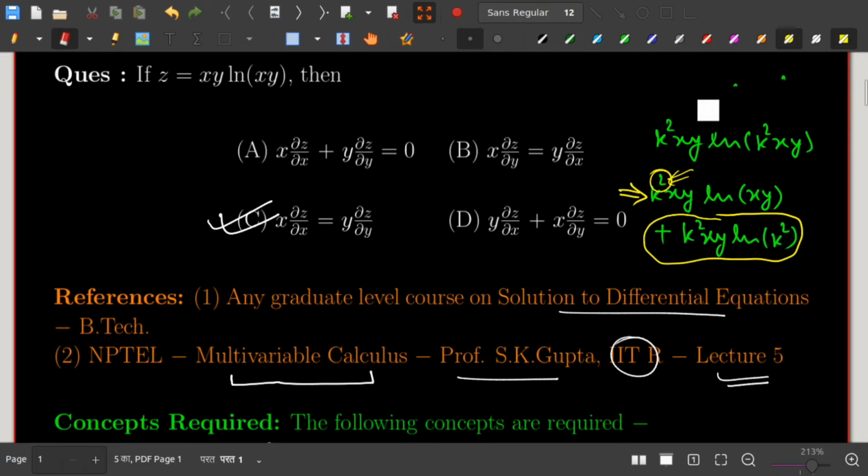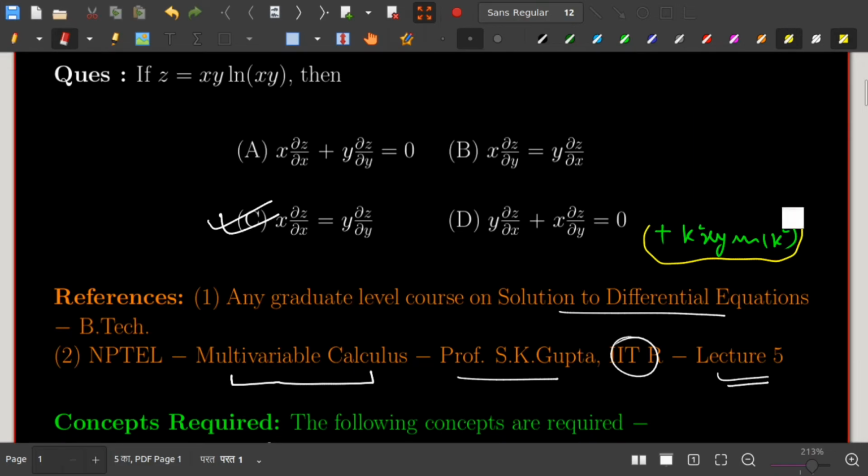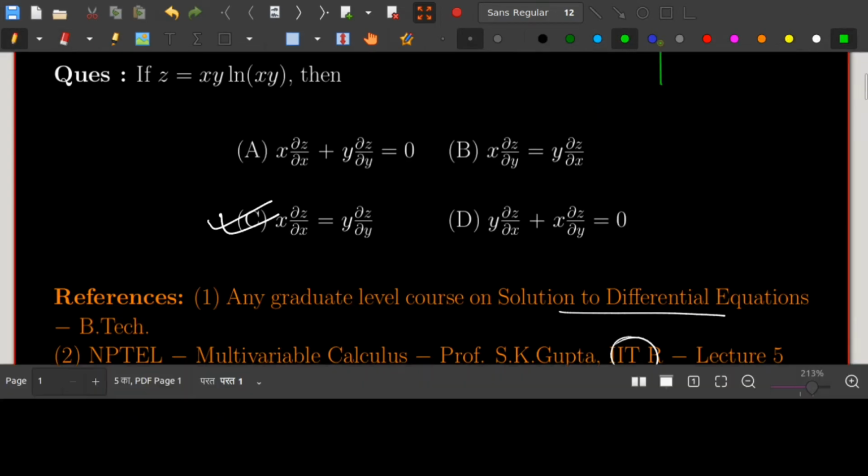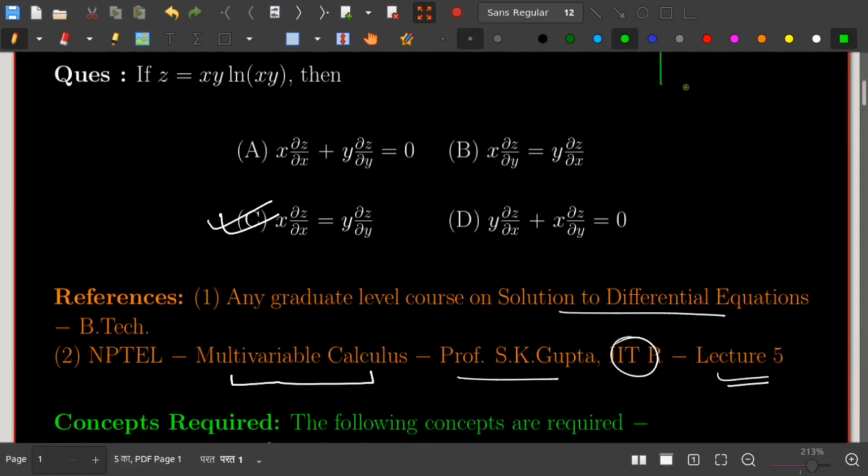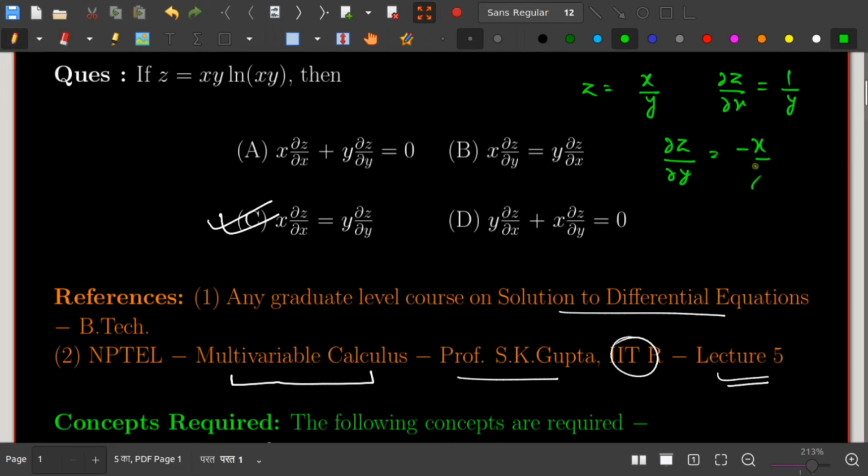To give you an example, if the function would only have been x by y instead of xy ln xy, then if you take the derivative of z with respect to x, you will get 1 by y, and if you take the derivative of z with respect to y, you will get minus x by y squared. Correct. Now, very clearly, if you multiply x times dou z dou x, which will be x by y, plus y times dou z dou y, which will be minus x by y, you will get 0, which is nothing but 0 times z.